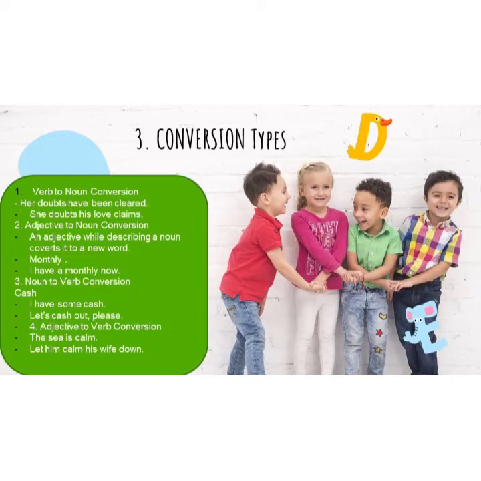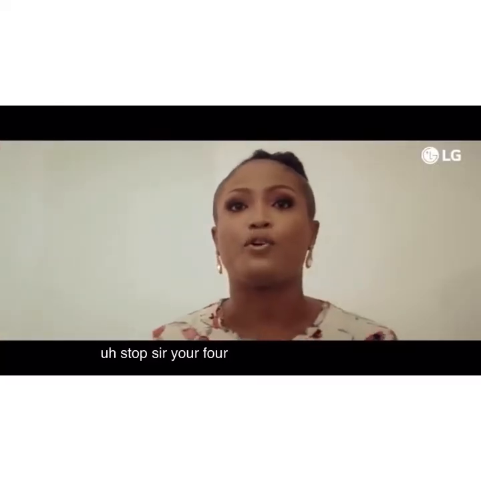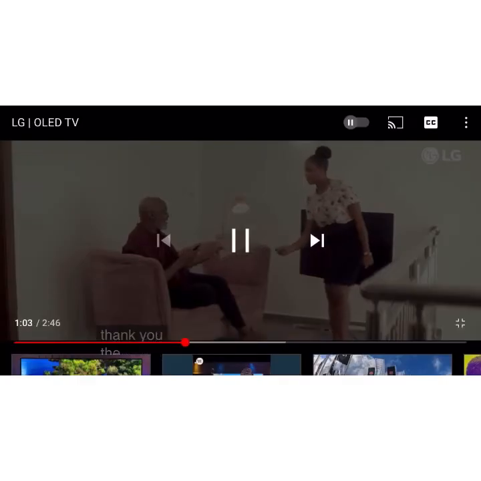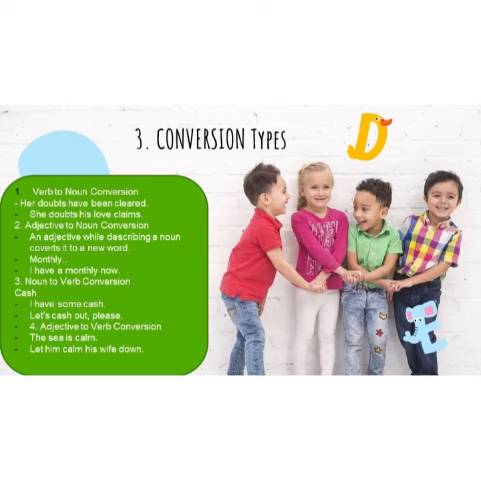We move on to adjective to noun conversion. It was an adjective describing a noun and then it is converted to a noun. Monthly, it's supposed to be an adjective, but you could convert it. For instance, oh, I have a monthly magazine, you can also say, oh, I have a monthly, meaning a magazine that comes out every month is now called a monthly. Have you seen this advert of Richard Mofe-Damijo? There was an advert where a lady brought something and said, sir, your 4 o'clock is here. What did you think of that? That is an adjective to noun conversion, right?